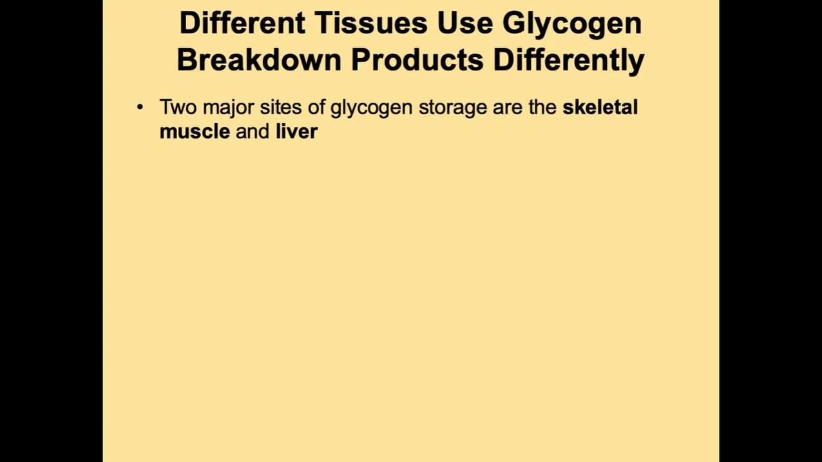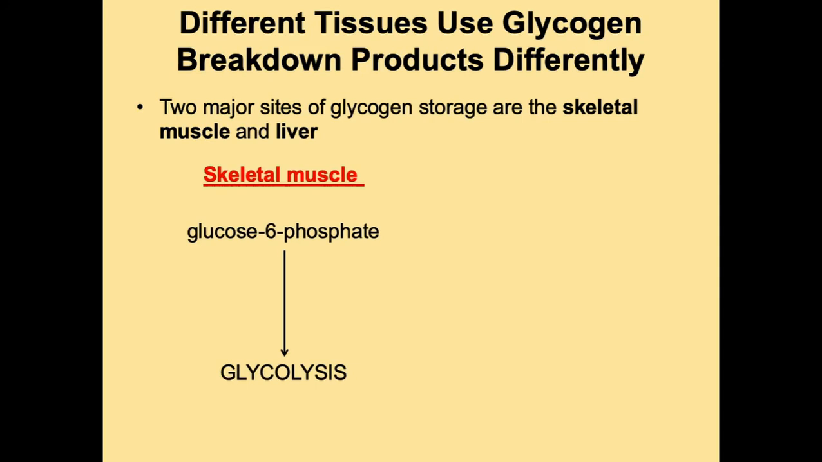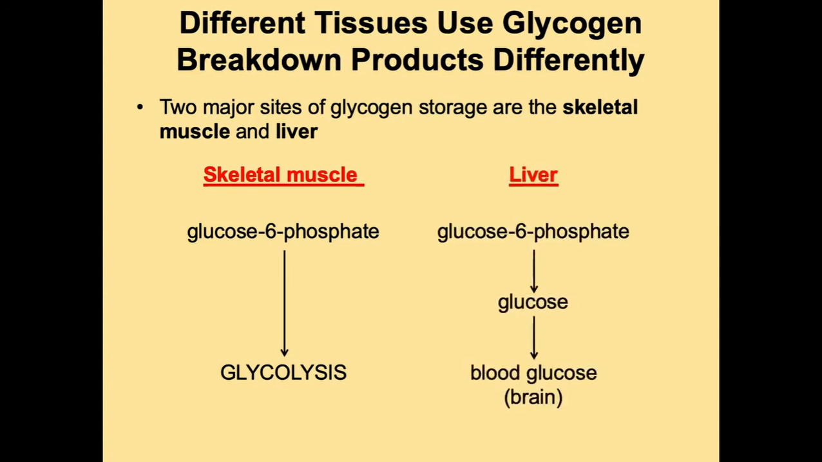Different tissues use the breakdown products differently. Two of the major sites are the skeletal muscle and the liver, which we will consider. In skeletal muscle, when glycogen is broken down, glucose 6-phosphate will always enter glycolysis. Whereas in the liver, glucose 6-phosphate will be cleaved by glucose 6-phosphatase, releasing the phosphate and converting it to glucose, and the liver then releases this glucose into the bloodstream, which can then serve as fuel for the brain.